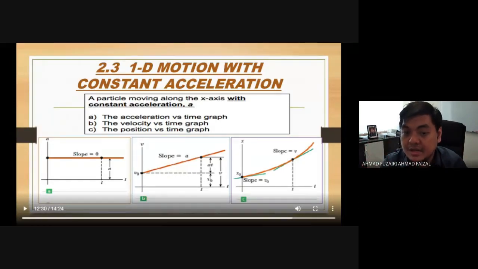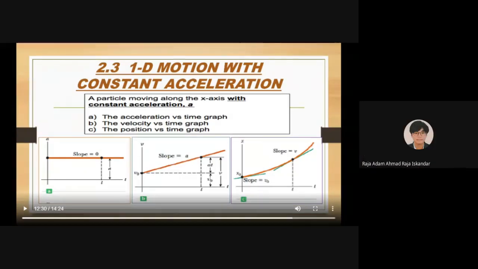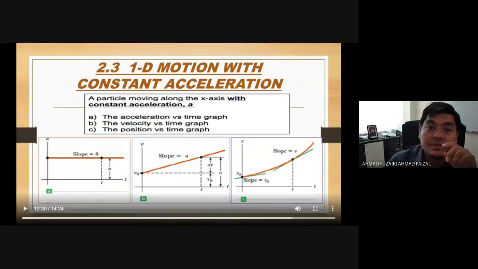Tapi kalau still macam dalam case yang kamu tengok sekarang ni, kita still boleh calculate because kita depend kepada dia punya slope. Walaupun dalam keadaan curve graph, tapi slope dia masih ada melalui garisan tangent line. Boleh Adam? Okay, terima kasih. Okay, so, next question.